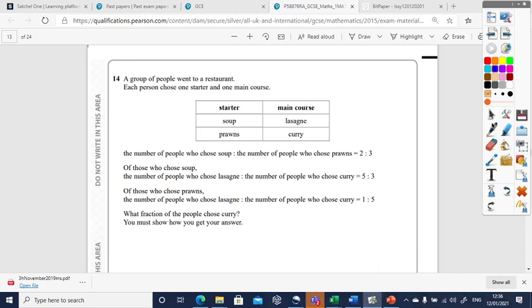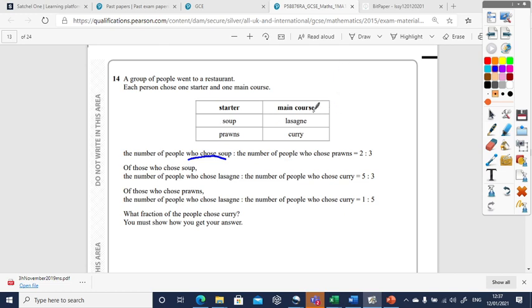So a group of people went to a restaurant. Each person chose one starter and one main course. The number of people who chose soup versus the number of people who chose prawns is 2 to 3. Of those who chose soup, so it's just the soup guys, those who chose lasagna to those who chose curry is 5 to 3. Of those who chose prawns, those who chose lasagna to those who chose curry is 1 to 5.